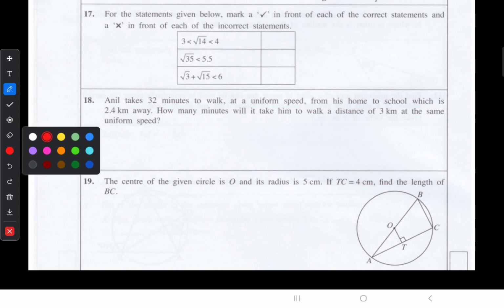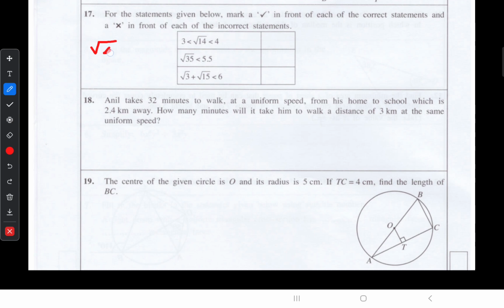Okay, 17th question. This is true or false. Okay, 3 and 4. So when we consider the square root of 3, sorry, the square root of 9 is 3, and the square root of 16 is 4. So 14 is placed in between these 3 and 4. So this is a correct statement.